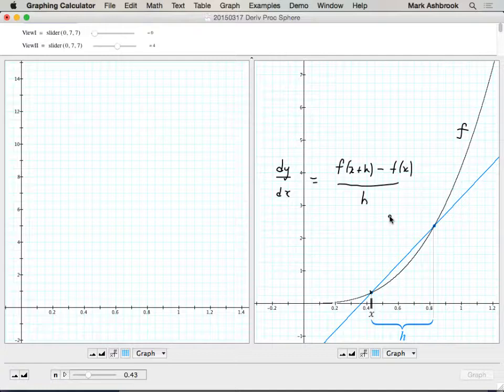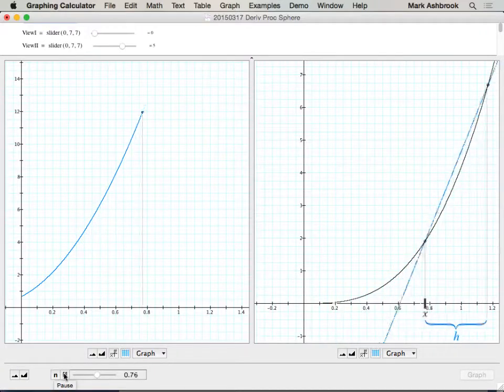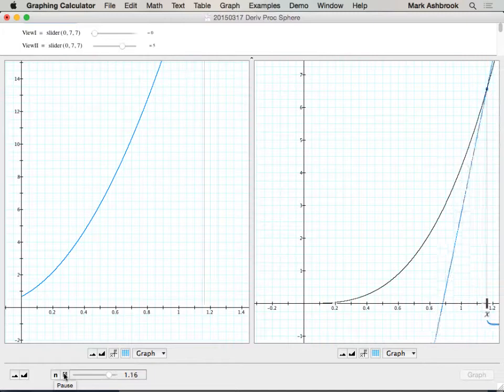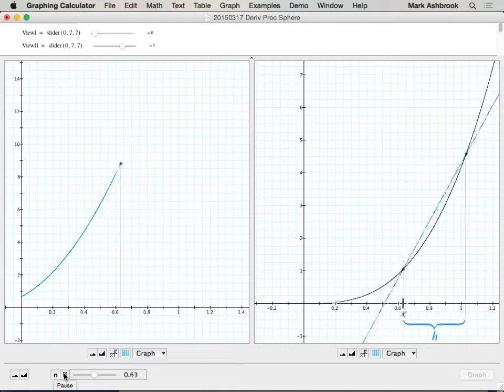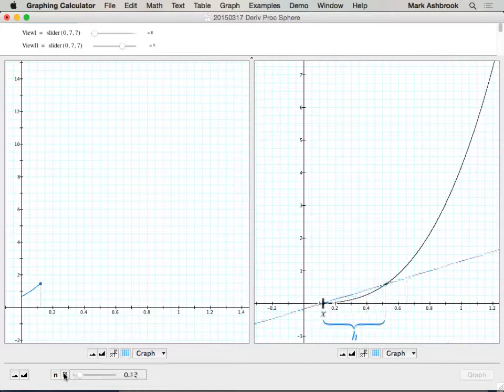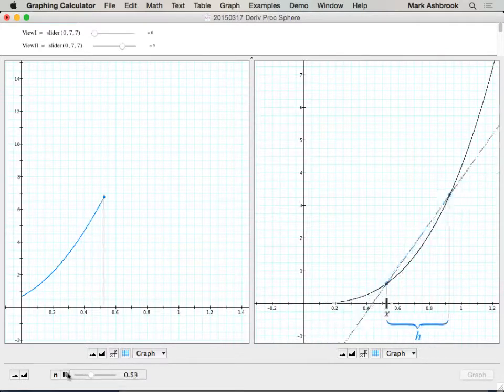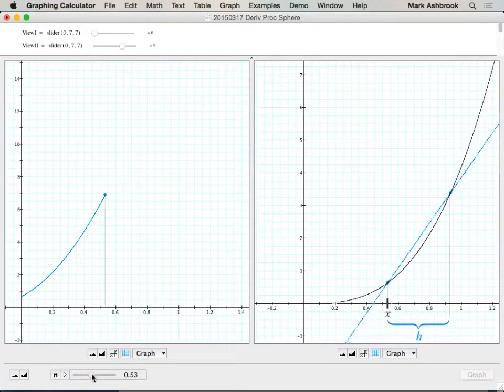Okay, so now there's that function. And so we said that for every x, whatever the x value is, the rate of change associated with that blue line is assigned to that x value. So I think they said something about 0.55, right? Yeah, there it is.